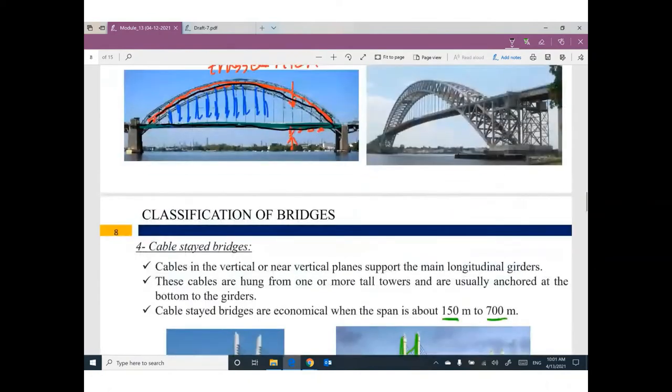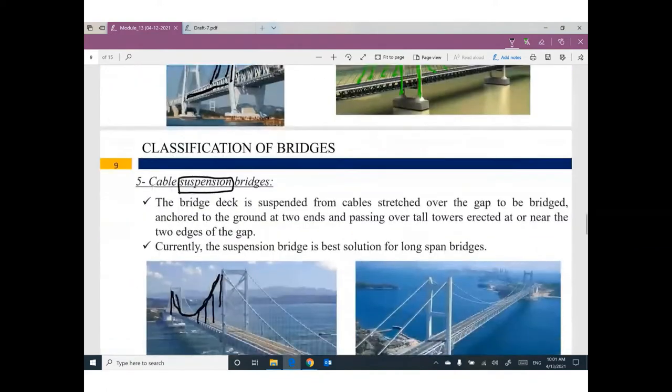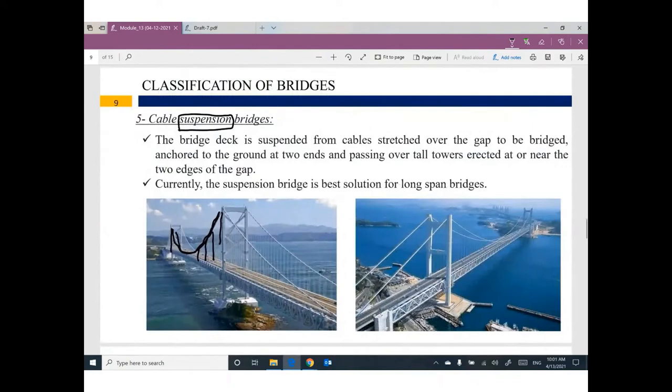ties. The fourth type, cable stayed bridge, the tower and the concrete, the bridge deck is supported by cables. The fifth one, cable suspension bridge, between this tower and this tower, we have a huge cable suspended. From this cable, we have another vertical cable to support the bridge deck.